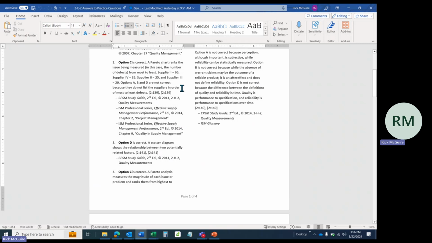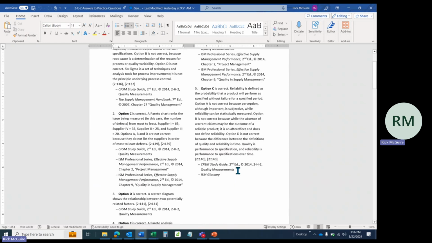All right. Number 3 is delta. It's a scatter diagram, shows the relationship between 2 potentially related factors, does the simple regression. And 4 is Charlie. A Pareto analysis measures the magnitude of each issue and ranks them from highest to lowest.